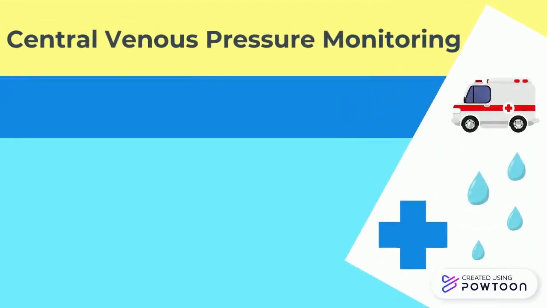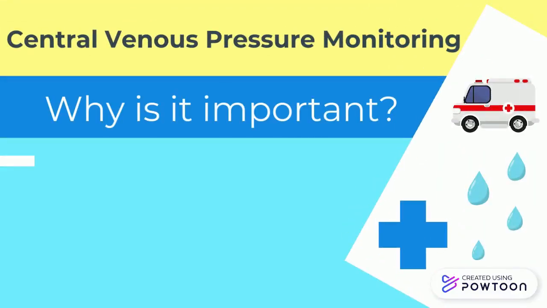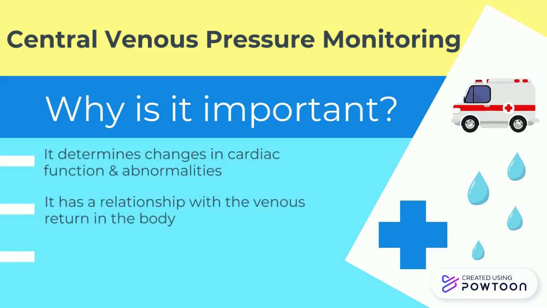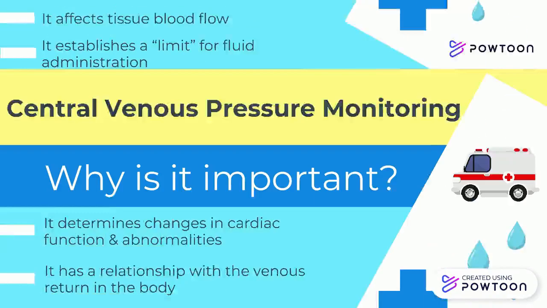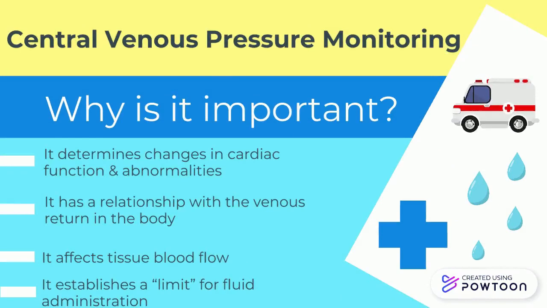Let's start with why central venous pressure monitoring is important. First, it determines changes in cardiac function and abnormalities. This means a CVP greater than 6 mmHg indicates an elevated right ventricular preload, while a CVP lesser than 2 mmHg indicates reduced right ventricular preload.